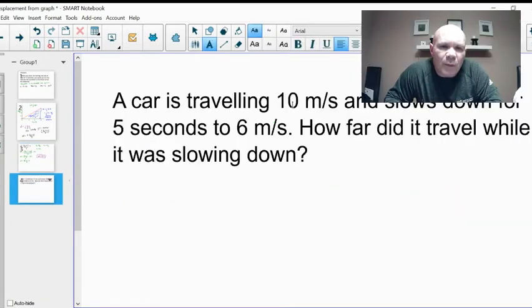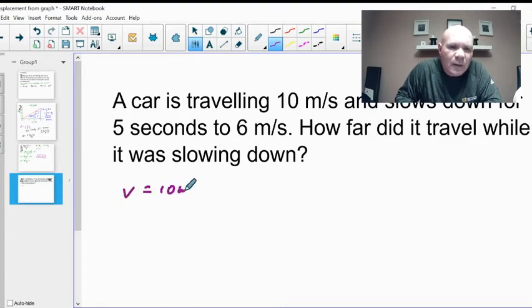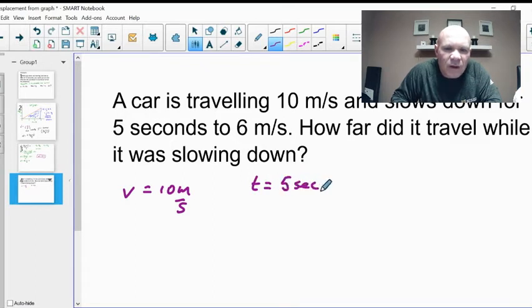Let's see if it works for another problem here. So like I did last time, I'm going to identify the variables here. I see that we have a speed of 10 meters per second. It doesn't tell me if it's north, south, east, or west, so it's only a speed. And it's going to slow down. So my time, or it could even be my delta t, is 5 seconds.